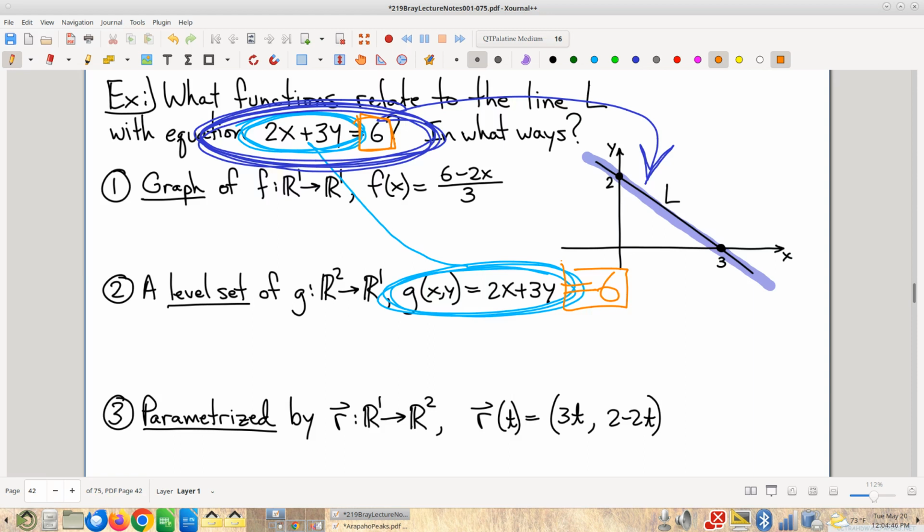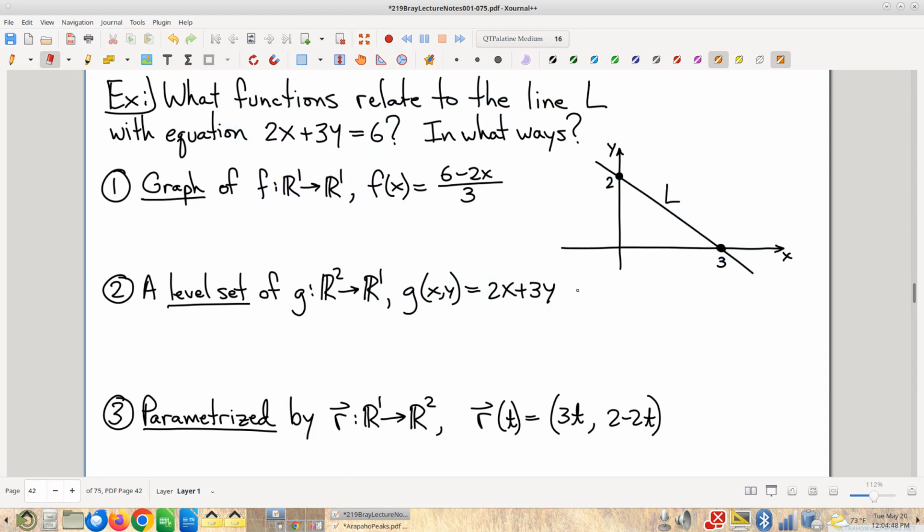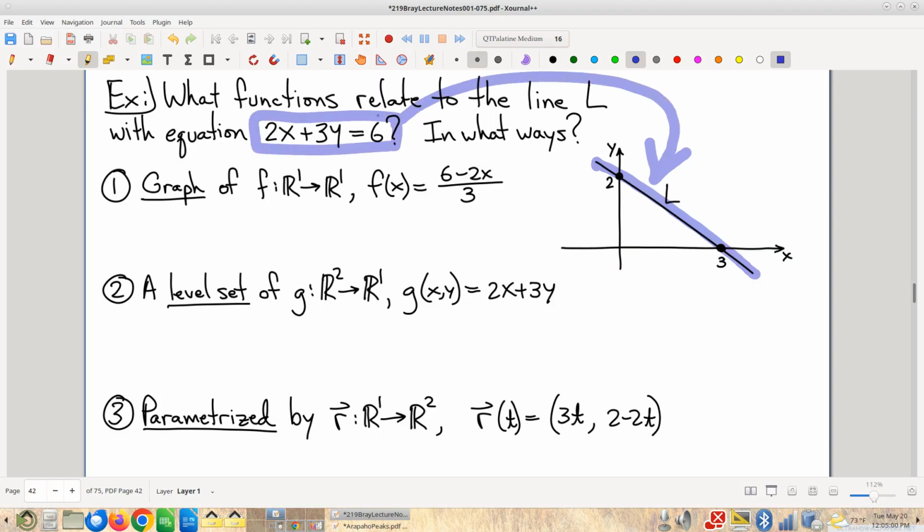Okay. Now the first one, how I find the function whose graph is this line, is a little trickier. That line, again, we've already discussed. That line is described by that equation. I need for that equation to be the same as what I get when I set some function, let's assume we don't know what that is yet, equal to y.